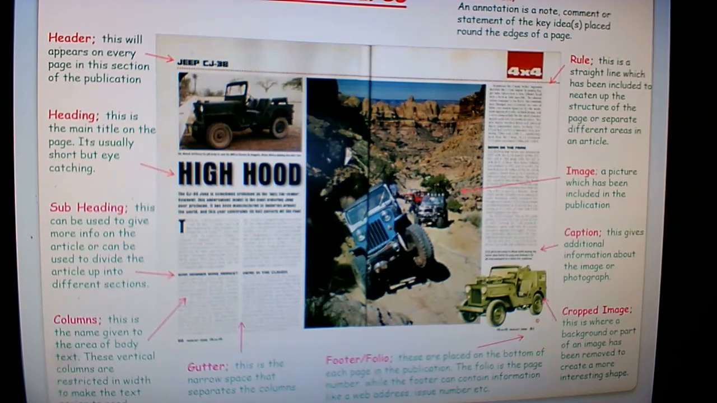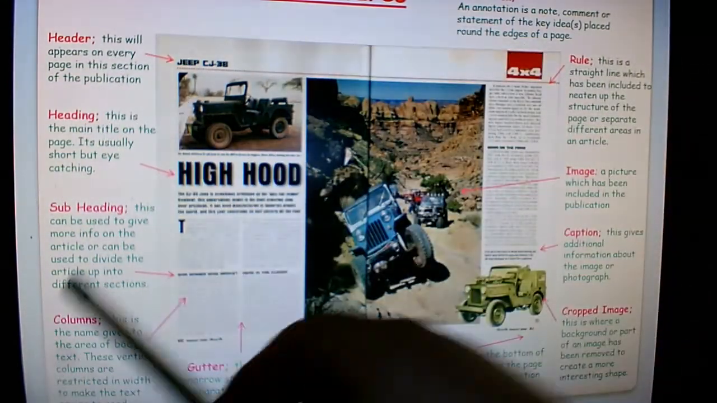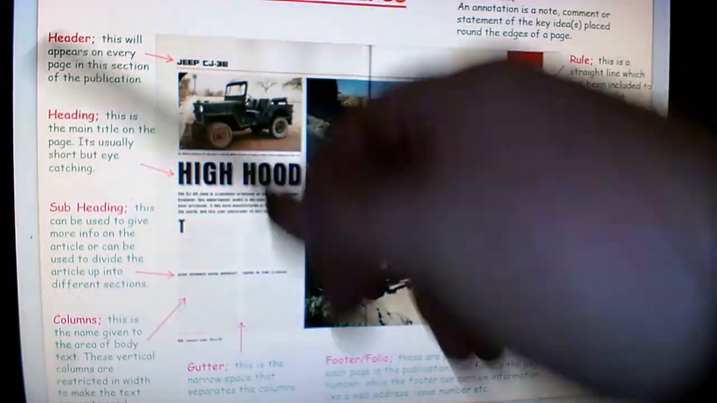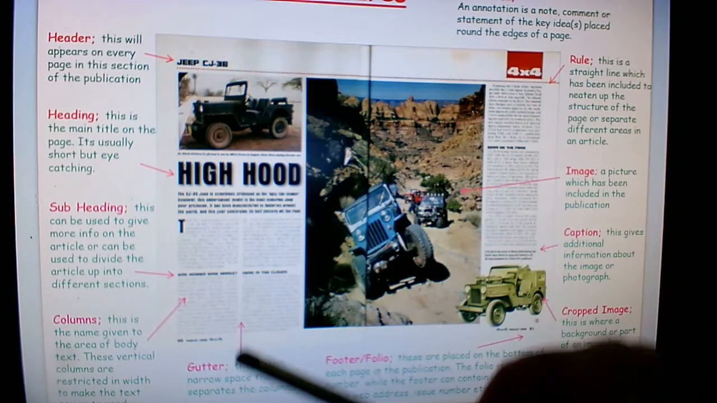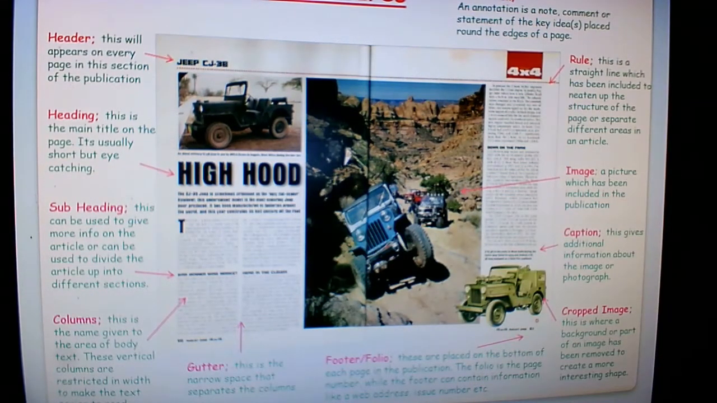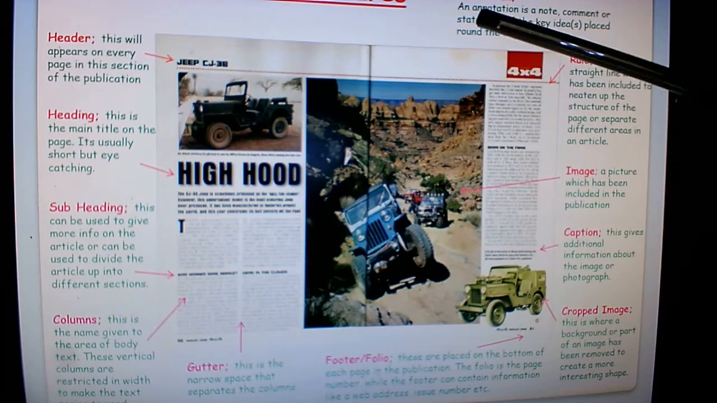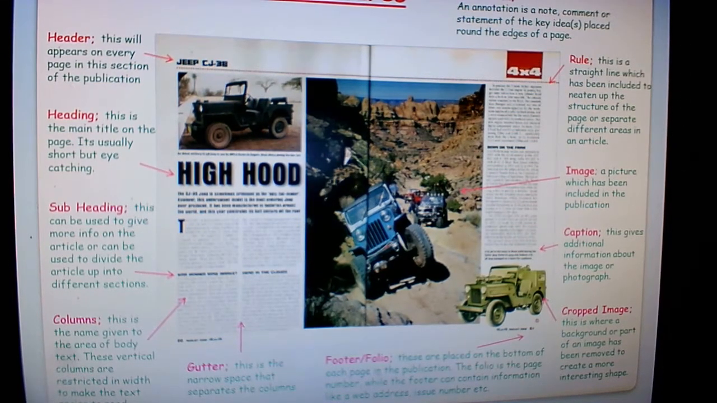If we start at the top of the page, you have things called header, heading, subheading, columns, and the text is split up with what's called a gutter, footer, folio, cropped image where there's nothing around it, a caption tells me about the image, a main image in the middle of the page, and we have shapes on the page which could be, in this case, a rule. We also have annotation where we can put things around.